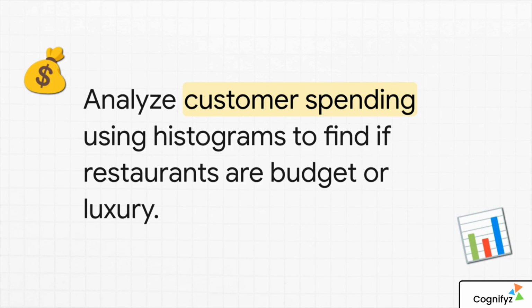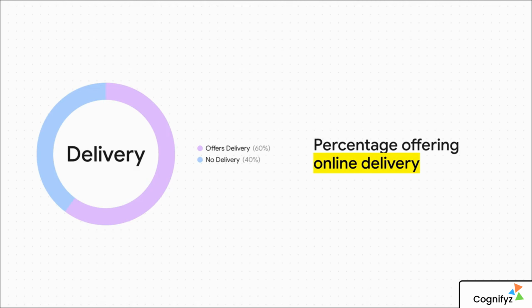Are most of these spots budget-friendly, or are they catering exclusively to luxury dining? The histogram gives us that answer in a split second. That's exactly the kind of actionable data you'd need if you were consulting a client on how to competitively price their brand new menu. Now check this out.